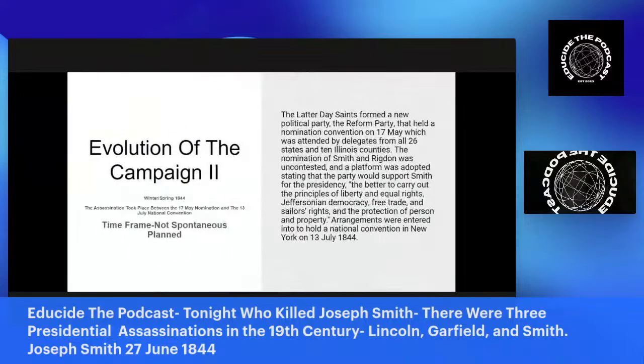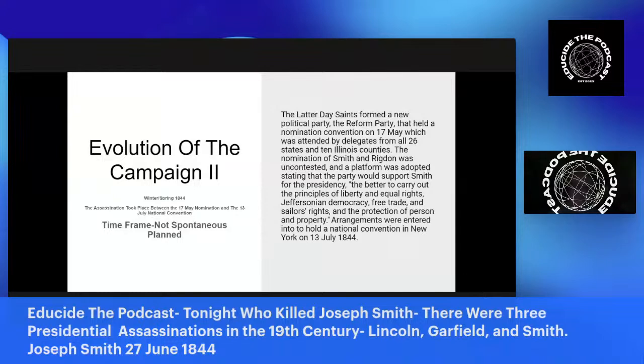Evolution of the campaign, part 2. Winter-Spring 1844. The assassination took place between the 17 May nomination and the 13 July National Convention. Time frame: this was not a spontaneous event. This was planned.